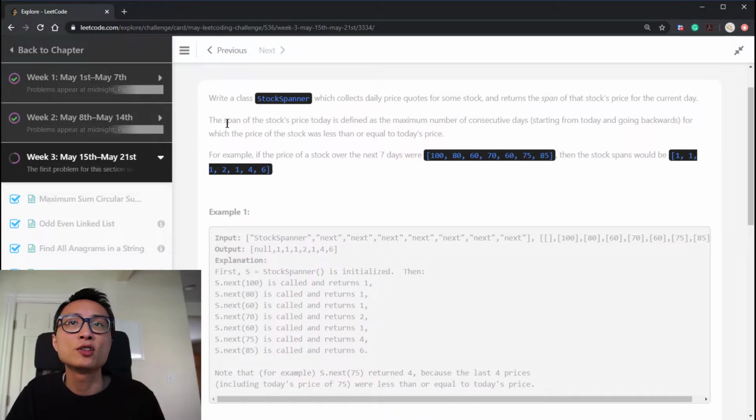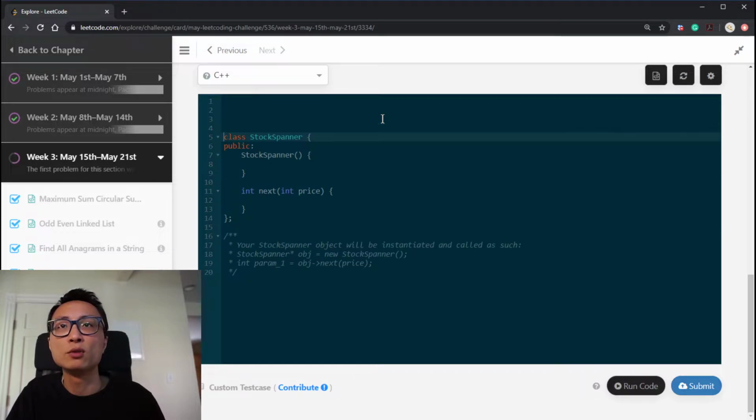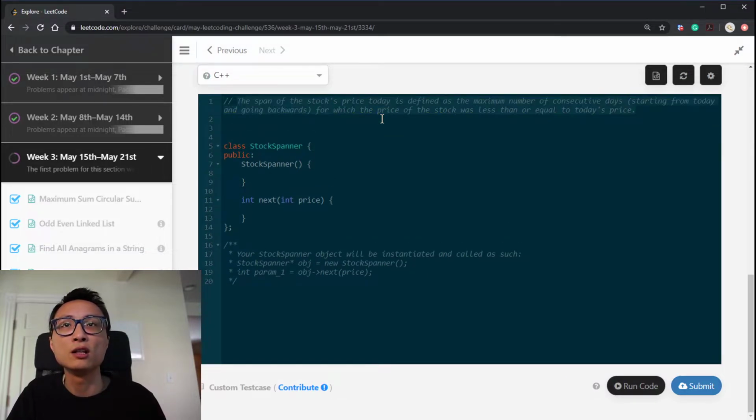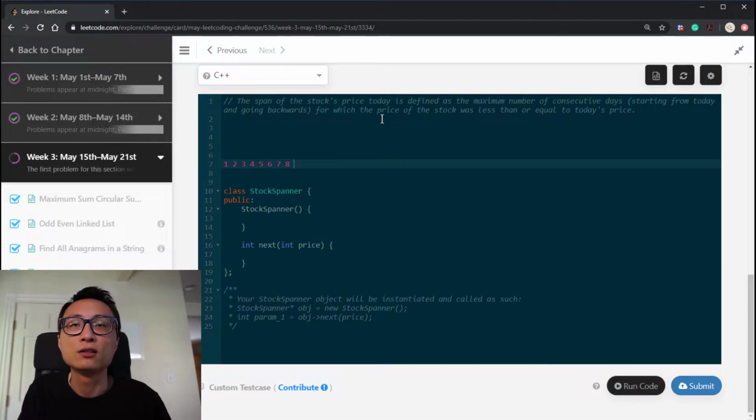The definition for the span is as follows: the maximum number of consecutive days starting from today and going backwards for which the price of the stock was less than or equal to today's price. That's quite a mouthful, so let's draw a picture of actual changes in the stock price and work on a few examples to see what it actually means. I'm going to use the horizontal line to indicate the days.